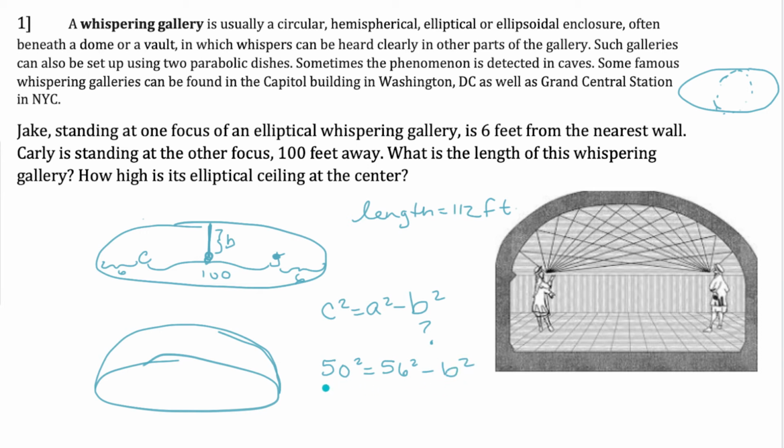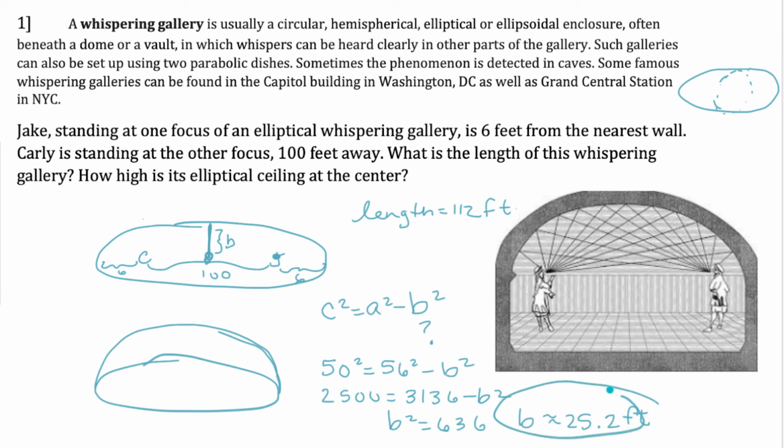So this would be 2,500 equals 3,136 minus b squared. So b squared is 636, which makes b approximately 25.2 feet. There we go.